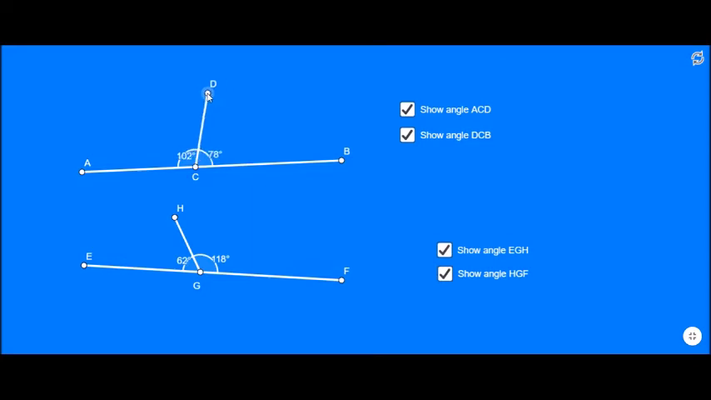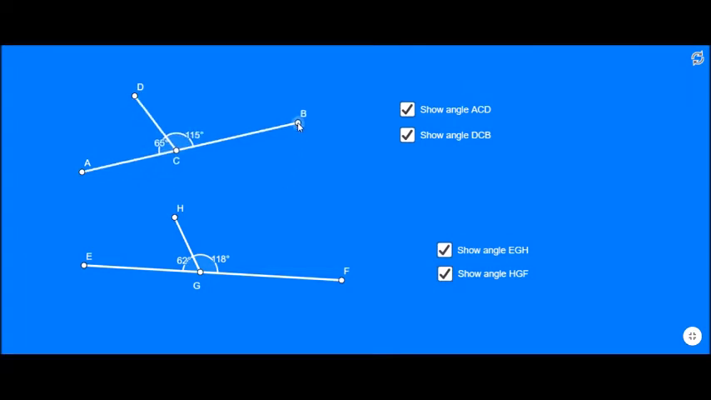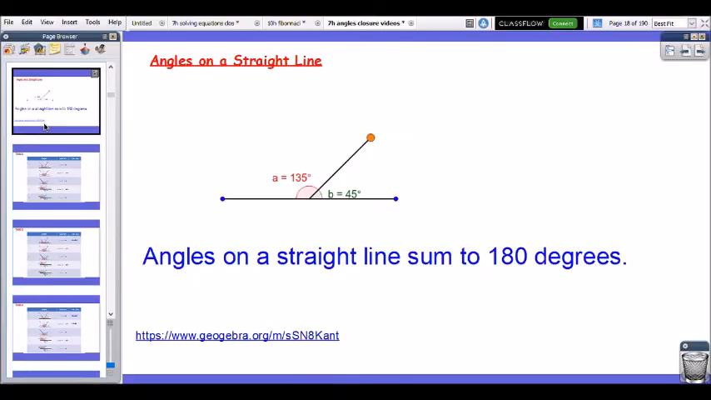Is that always true? I can make 90 and 90. Two right angles make 180 degrees, and that is always true. No matter how long or short these lines are, these angles will always add together to make 180 degrees. That now gives us our angle fact, where angles on a straight line sum to 180 degrees. And we recognise that with a semicircle or half a turn.